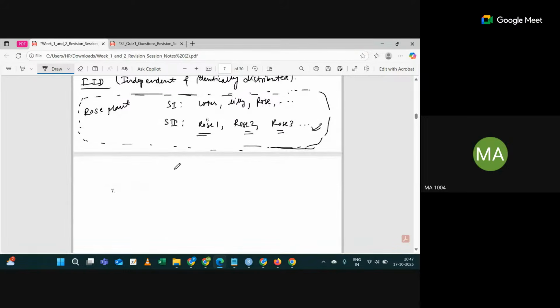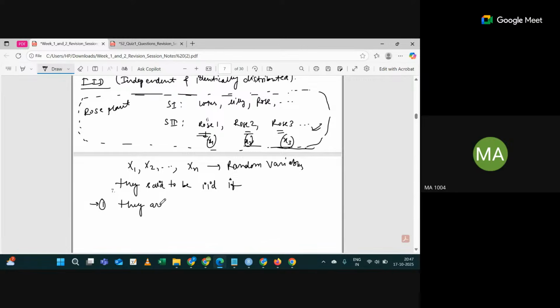Suppose you have some random variables x1, x2, so that is the meaning of identical. Let's say this is x1, this is x2, this is x3, all are from the same distribution actually. Suppose these are the random variables. Then they are said to be IID, short form, if, first one, they are independent. And the second property?